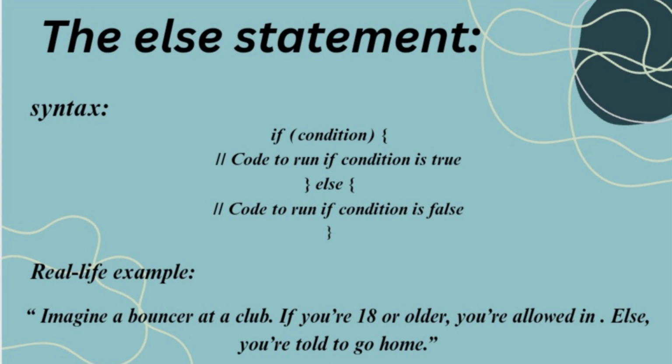Think of it like a fork in the road. If the condition is true, go one way. If not, take the other path. Let's see one real life example. Imagine a bouncer at a club. If you're 18 or older, you're allowed in, else you're told to go home.